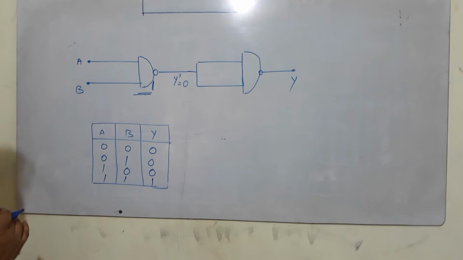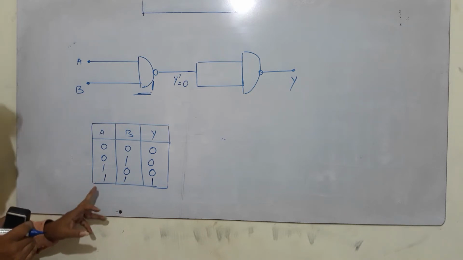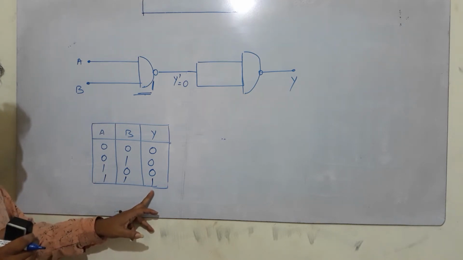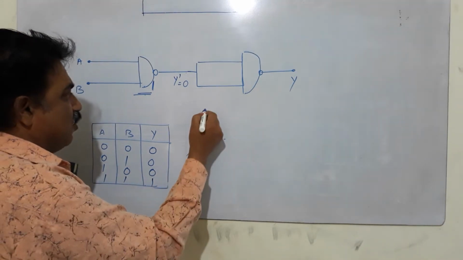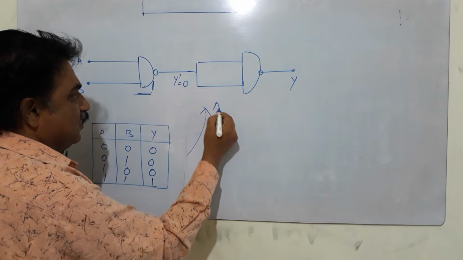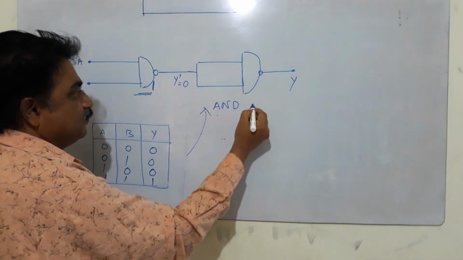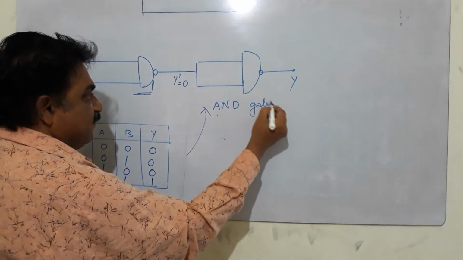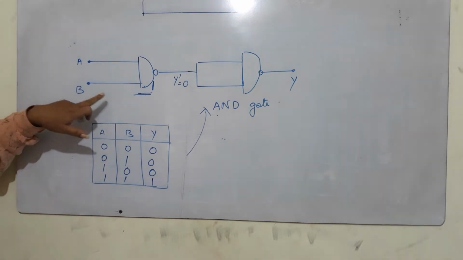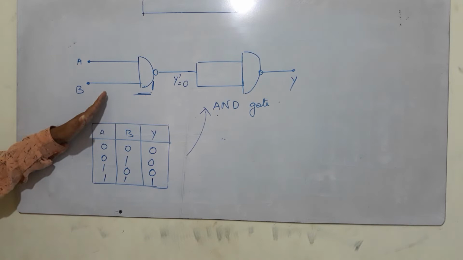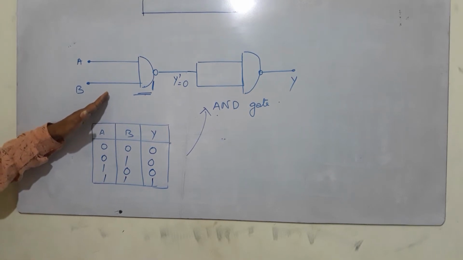So if all the inputs are high, then only the output is high. Therefore this combination becomes an AND gate. So this is the implementation of an AND gate with the help of NAND gates.